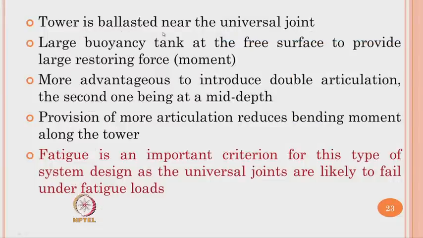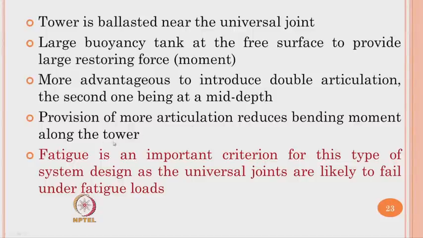The tower is ballasted near the universal joint using a ballast chamber. Large buoyancy tanks are provided near the free surface, which can help us to provide a large restoring force, which will cause an anti-clockwise moment to restore the platform when it is under operation. There are more advantages to introducing double articulation, because there are platforms where multiple hinges are introduced along the water depth as well. The provision of more articulation reduces bending moment on the tower.